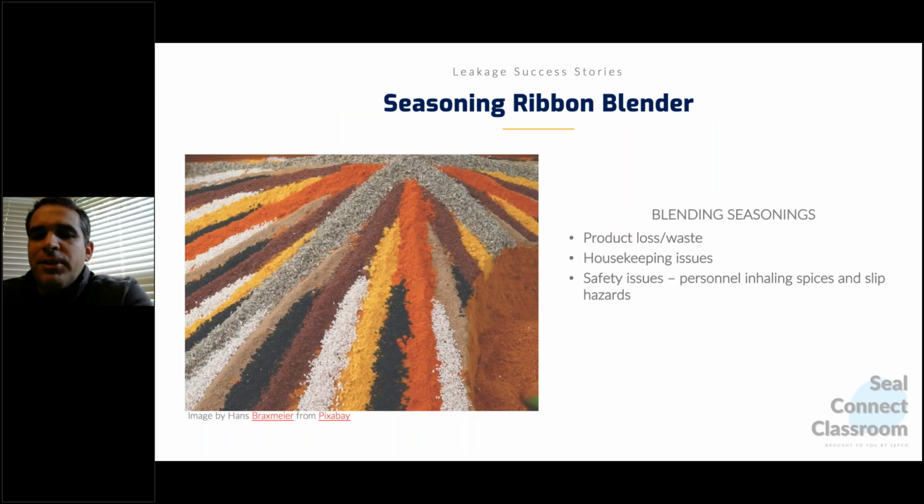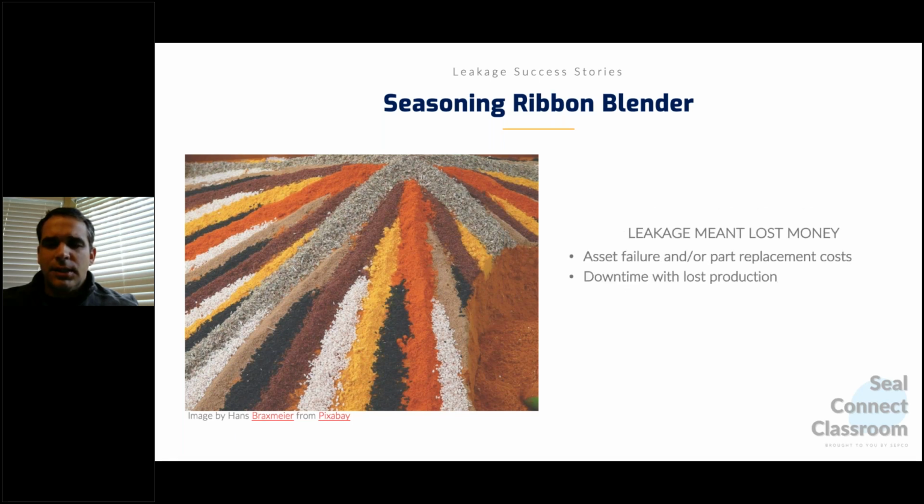Okay, now we'll talk about ribbon blenders. Honestly, it's the same solution and almost the same problems with all these applications. The applications only differ in their design and their function in the food processing. So same thing, it was product loss, housekeeping, and safety issues with the blenders as well. Anytime something leaks, that's dollar signs, and they lose money, whether it's the product itself, the equipment failing, or the maintenance or the cleanup that goes with it.